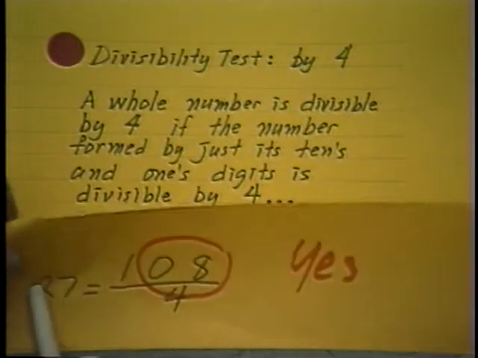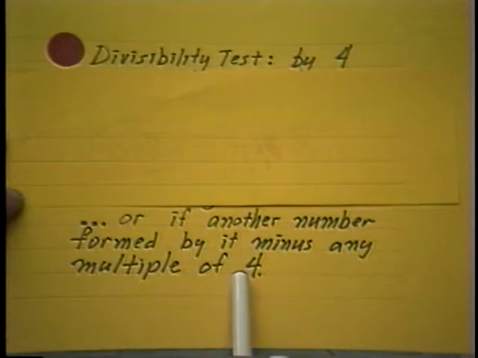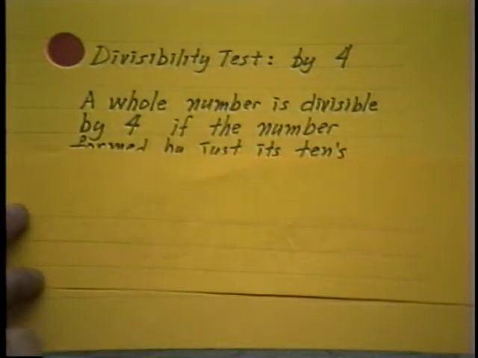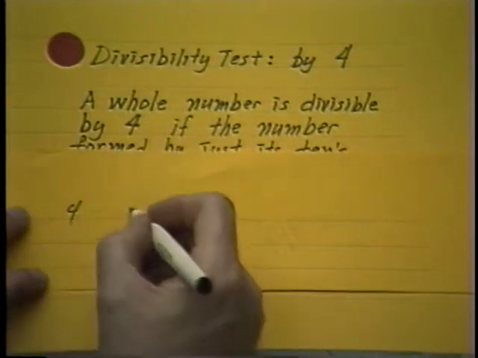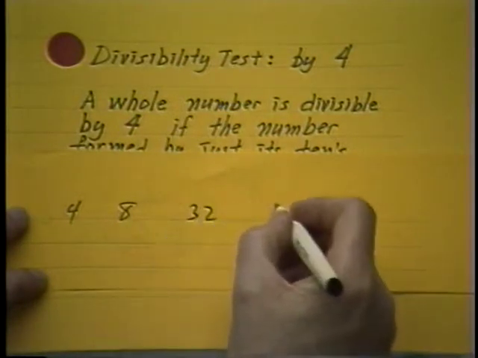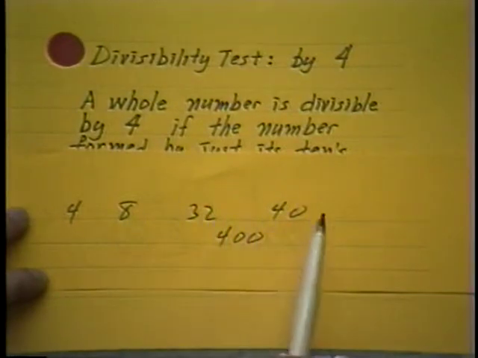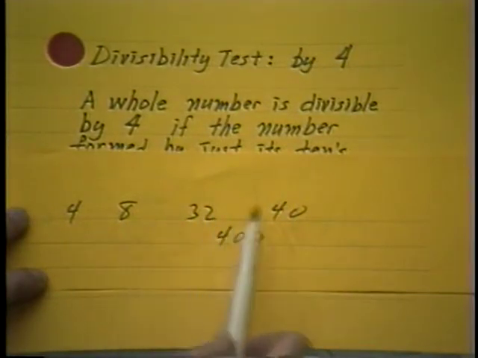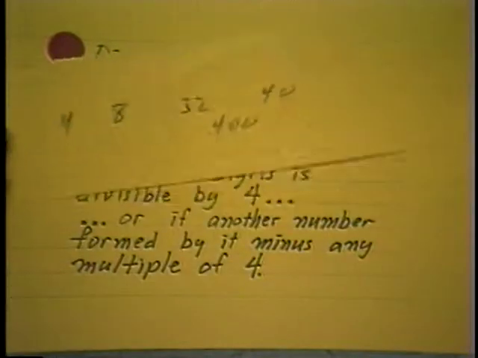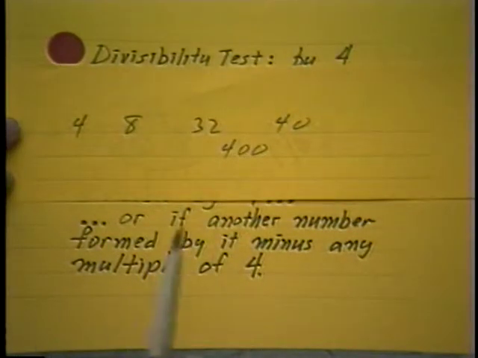Sometimes that gets to be rather messy, so there is an appended comment here that says this: or if another number formed by it minus any multiple of 4. Now remember what we mean by multiples of 4? 4, 8, 32, 40, 400. Any number that 4 will go into evenly is a multiple of 4. Now let's look at what this statement is really saying. If another number formed by it minus any multiple of 4.